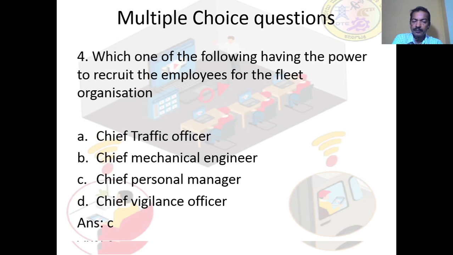And the fourth one: which one of the following has the power to recruit employees for the fleet organization? Chief traffic officer, chief mechanical engineer, chief personnel officer or personnel manager, or chief vigilance officer. The recruiting work will be done through the personnel manager.